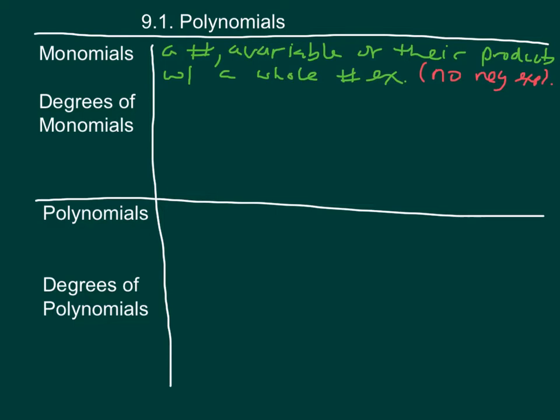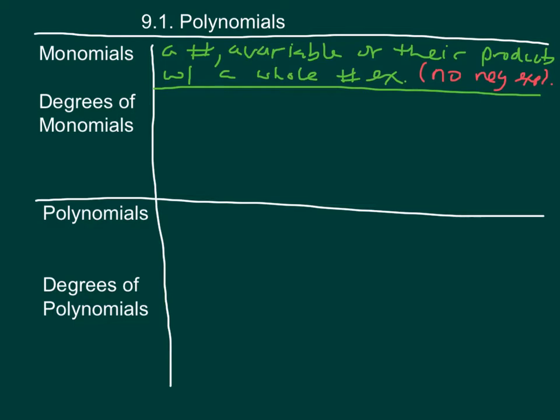Okay, so monomials, we usually think of it as just one number. Think of the word mono meaning one in other languages. So it's only one term is another way we might say it. So it's just one term. Okay, now let's talk about the degrees of monomials.